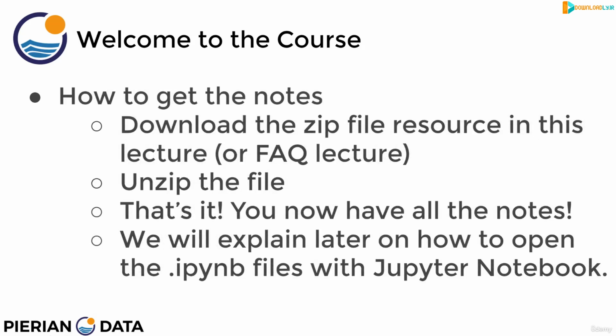As far as how to get the notes, we do cover this in a lot more detail later on, but in general, our notes are essentially set up as a giant zip file for you. So you can download the zip file resource in this lecture or the FAQ lecture or later on in the setup lecture. It's all the same .zip file. You simply download it, unzip the file, and that's it. You now have all the notes and notebooks for the course. Later on, we're going to explain how to actually open these IPYNB file extensions with Jupyter Notebook. It's not something that you can exactly double click to open, so keep that in mind. Again, there's no GitHub repo for this course. Instead, it's all provided for you as a zip file for you to download.